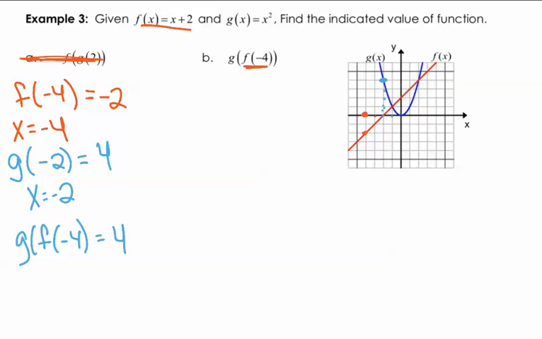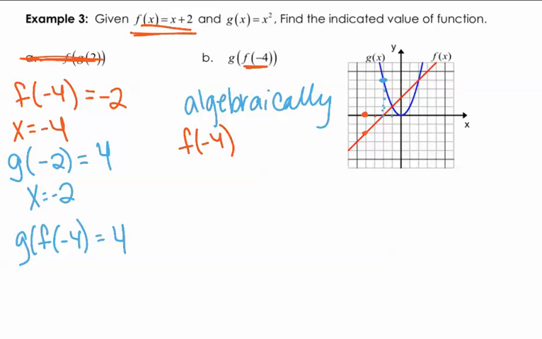So let me go ahead and show you how to do this one also algebraically, because you'll be doing that on your homework tonight. So we're starting from the inside and working our way out. So f of negative 4, I can color code this for you if you want, just means that we're taking negative 4 and plugging that into our f function. So our f function here is x plus 2. So instead of x plus 2, I'm going to have negative 4 plus 2. So f of negative 4 is negative 2.